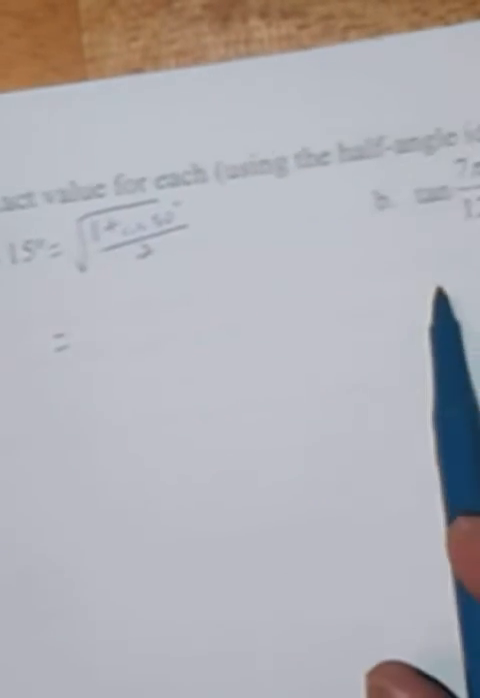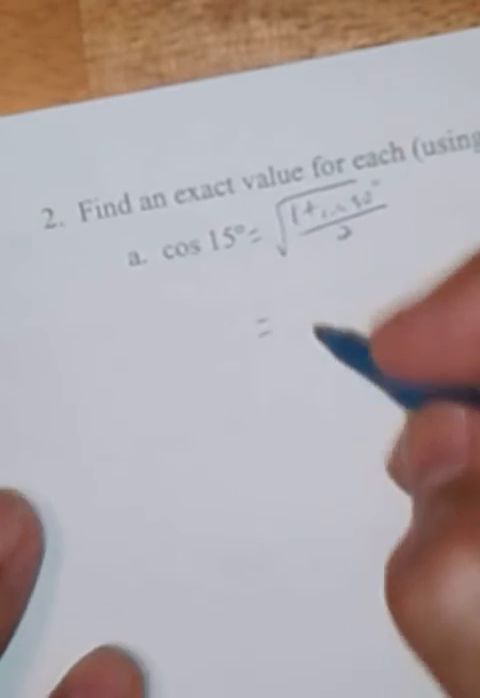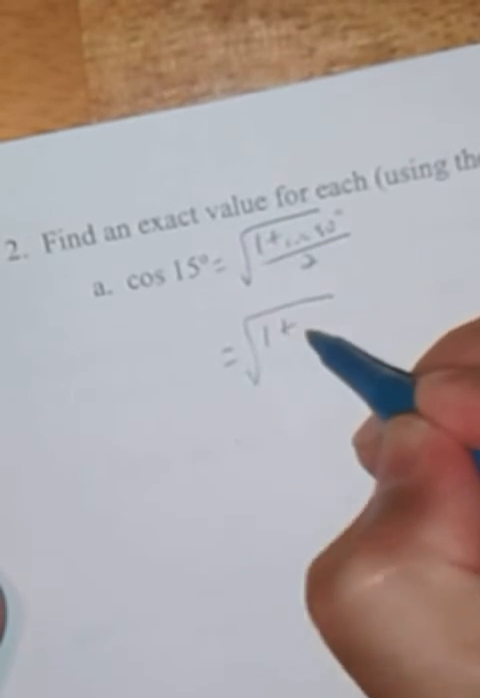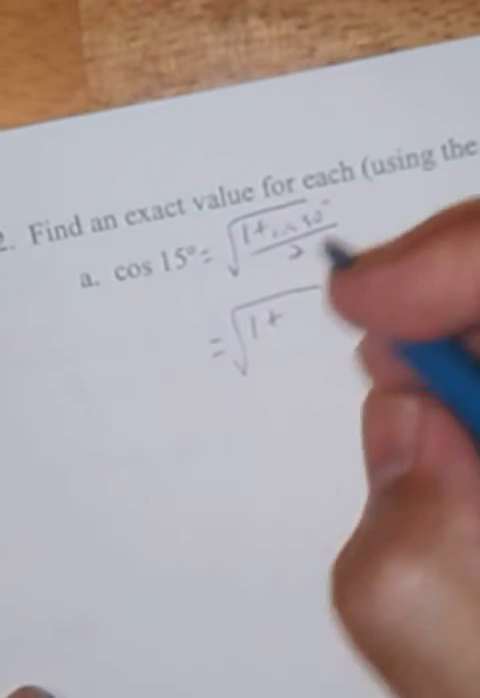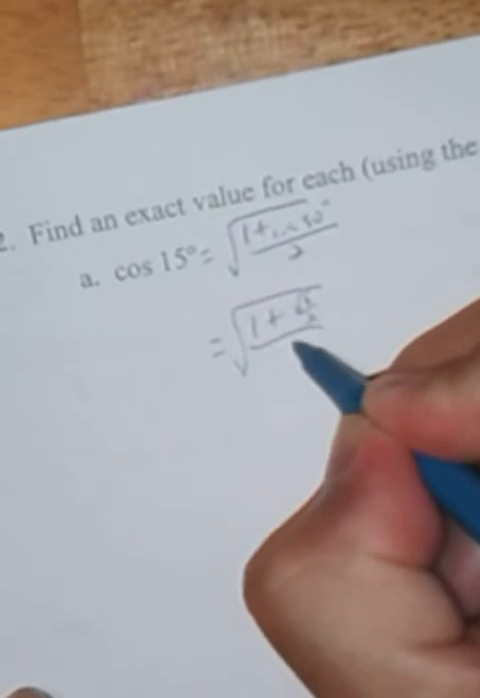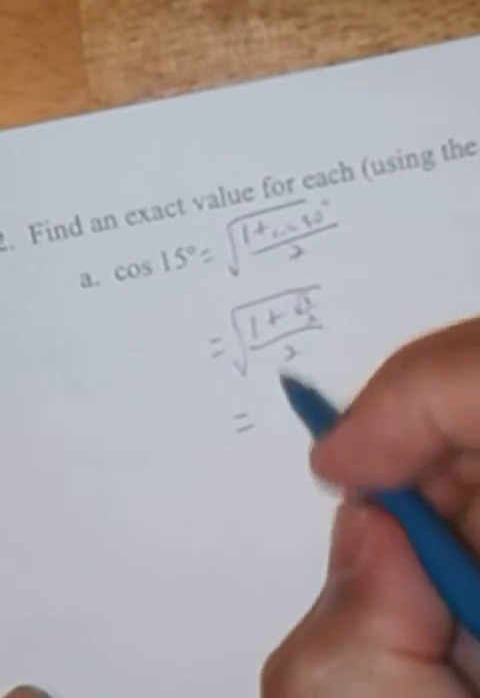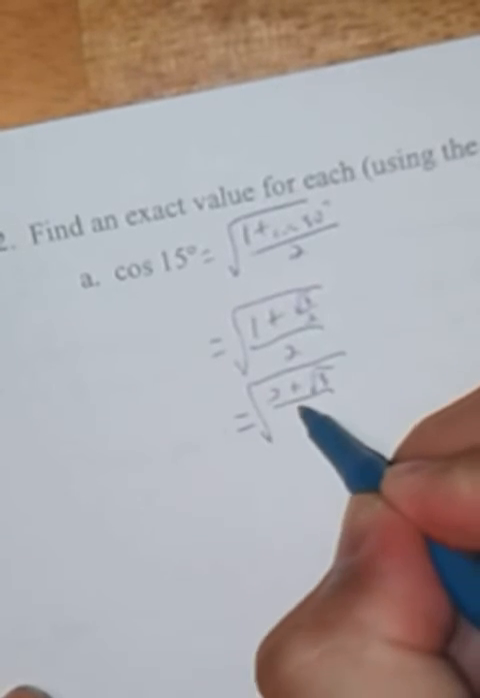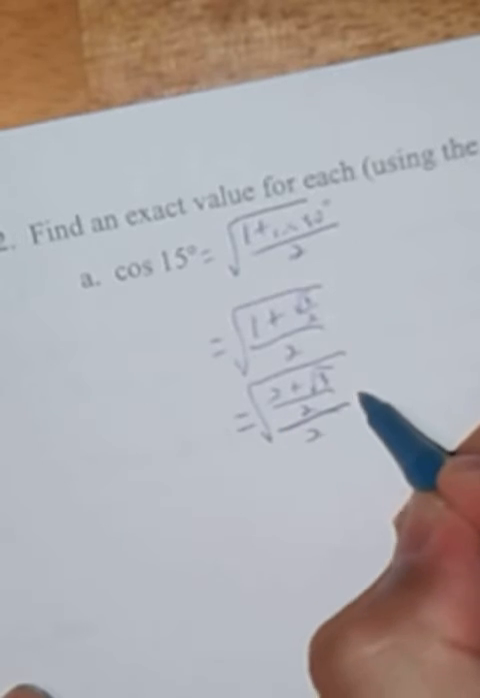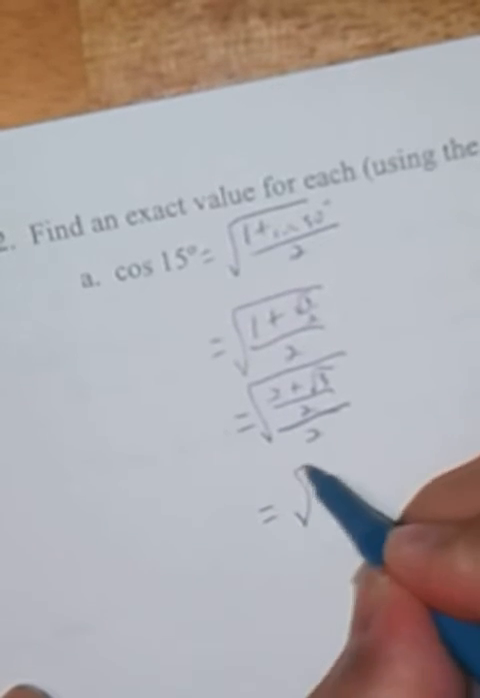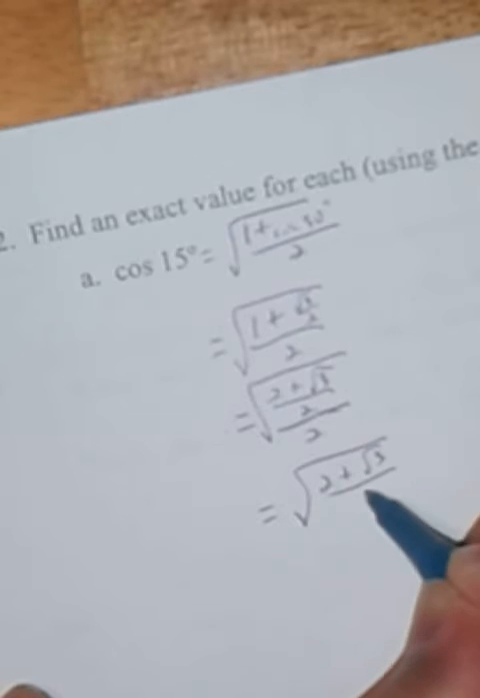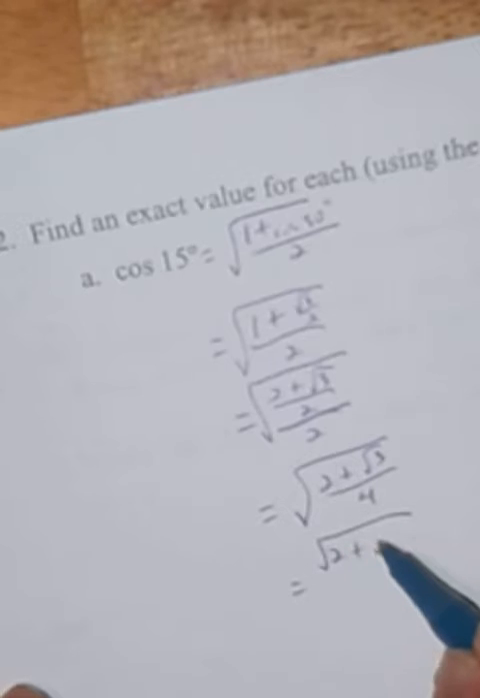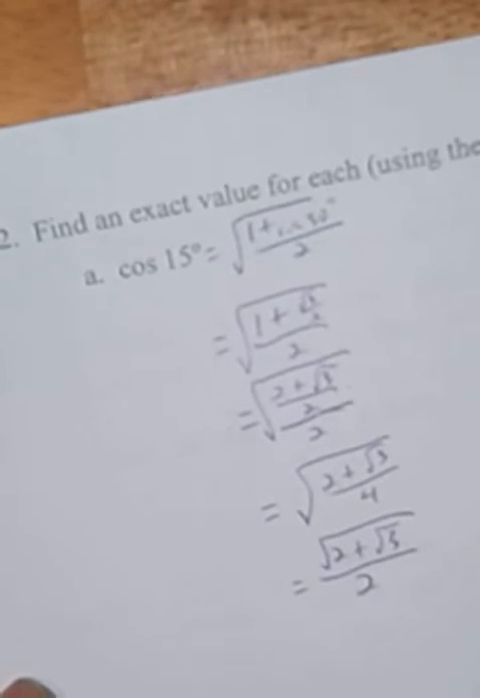And then we'll leave tangent of 7 pi over 12 to finish off. All right. So this will be 1 plus, what's the cosine of 30? So the square root of 3 over 2. Square root of 3 over 2 all over 2. This is 2 plus the square root of 3 over 2 over 2, or multiply times 1/2. This will be square root of 2 plus square root of 3 all over 4. Yeah. So that'll be square root of 2 plus the square root of 3 on top over 2 on bottom.